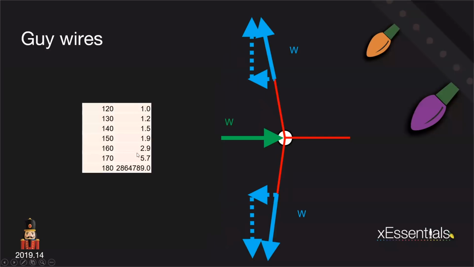Well, I went through the calculations to show you how quick it gets to be very large numbers. If you're at 120 degrees, this blue force over here is just 1 times the wind force. That's not a problem. 130 degrees, still a 20% increase, probably not that big of a deal. You start getting into 140, 1.5 times, up to 170, 5.7. 180, this number here isn't really realistic. Basically, you get an infinite amount of force because when these 2 are in a straight line, perpendicular to this wind force, they can't resist anything. So you start adding a lot of force into these wires if you start cheating on those angles.